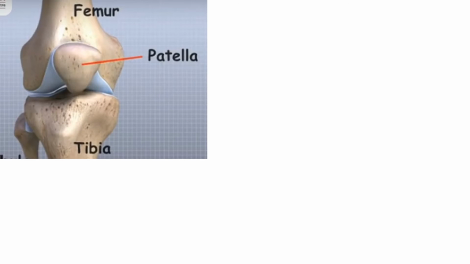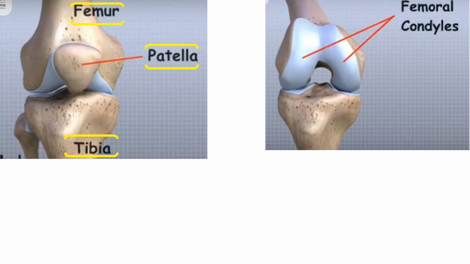Let us go to images. Now, in this view, we can see that the knee joint is made of the lower end of the femur with its features, the tibia receiving the lower end of the femur, and the patella, a sesamoid bone present in a tendon of muscles.